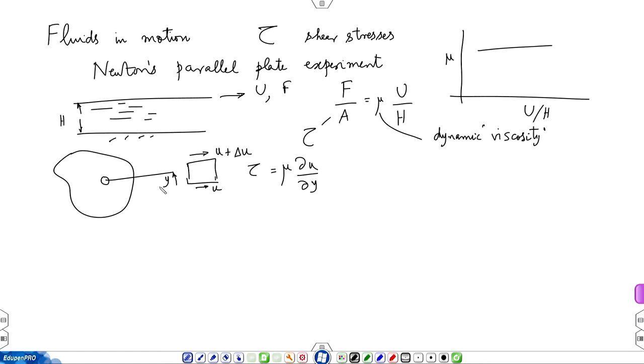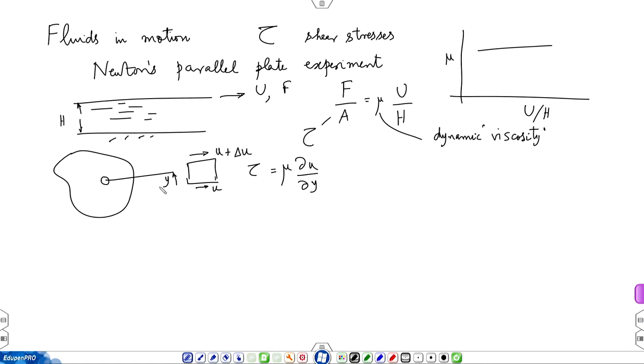So Newton's parallel plate experiment is simple, but the conclusions that you draw become quite profound. Okay. So it's almost like saying Newton saw an apple come down and discovered the law of gravitation. It was just a very simple experiment, but the conclusions are very significant.